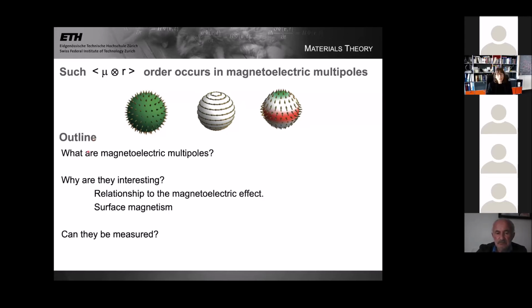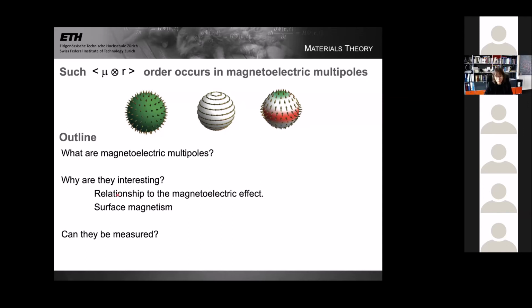Okay, so here's an outline of the talk. I'll formalize these magnetoelectric multipoles a little bit, putting them on a more mathematically formal footing. And then I want to give you two examples of how they're interesting, or at least interesting to me, and hopefully persuade you that they're interesting also.